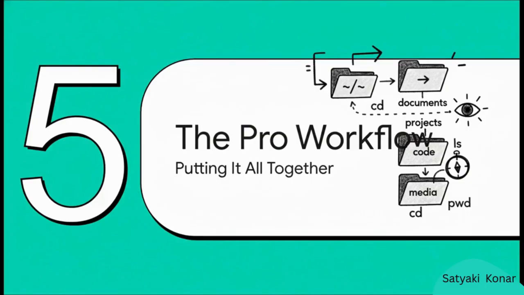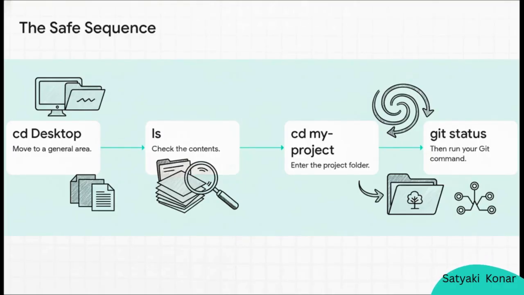Okay, so now we have all the tools we need. pwd to know where we are, ls to see what's inside, and cd to move. Let's put it all together into the safe, repeatable workflow that pros use every single day to avoid making mistakes. This right here, this is the sequence that keeps you safe. You don't just guess your way to your project folder. You take deliberate steps. First, cd into a general area, like your desktop. Second, you use ls to see the exact names of the folders there. No typos. Third, you cd into your specific project folder. And only then, once you are absolutely 100% sure you're in the right place, then you run your Git command.